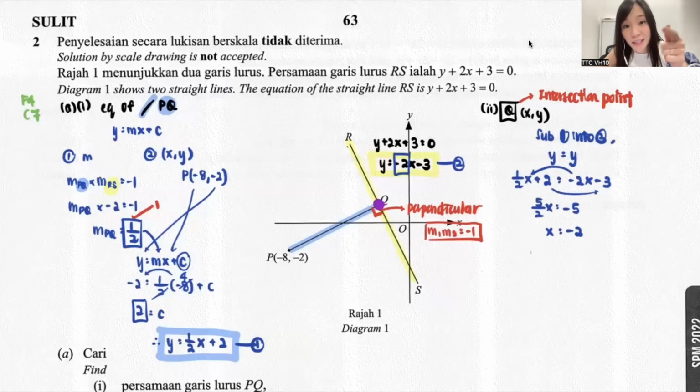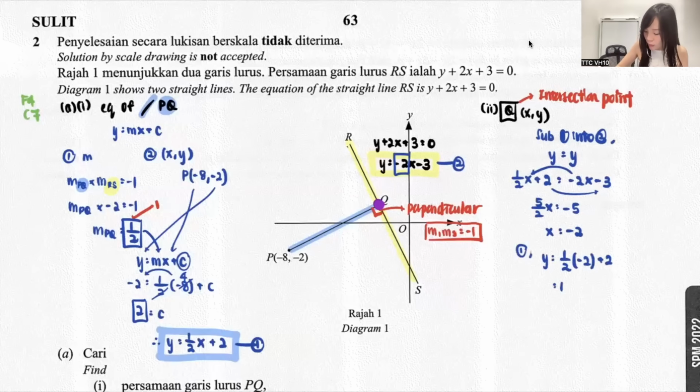Are you guys getting the x? Negative 2. After getting the x, don't forget to find the y. How do we find the y? Easy peasy. Sub back. You like equation 1, sub back to equation 1. You like equation 2, sub back to equation 2. Answer, same one. So I like equation 1, I sub back to equation 1. So 1 over 2 times negative 2 plus 2. I guess getting the y is 1.